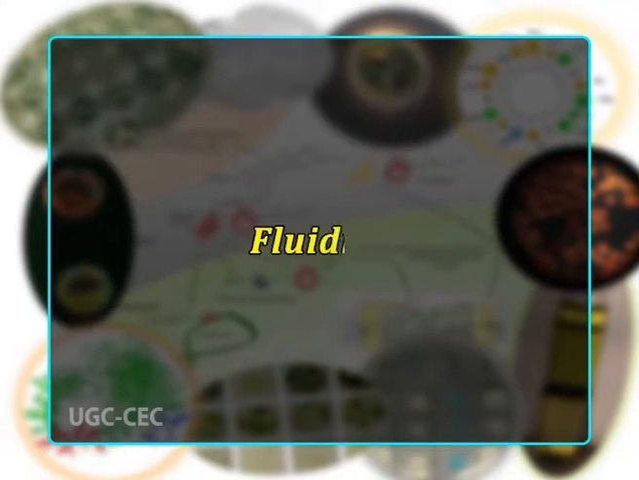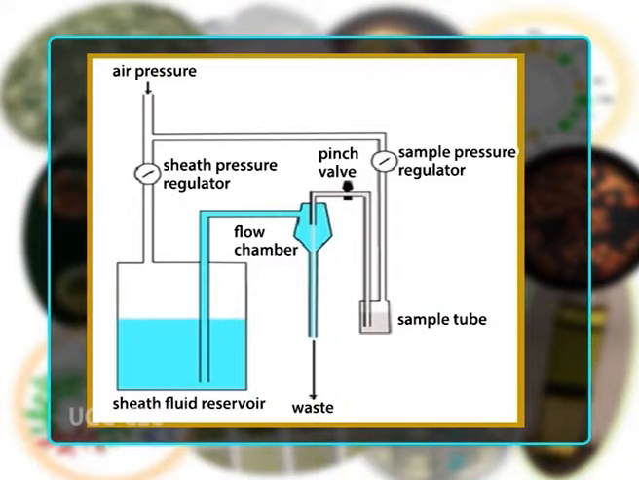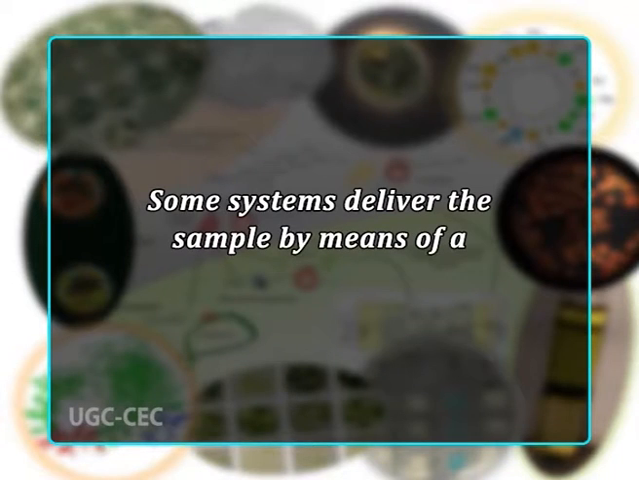The next component of flow cytometry is fluidics. Typically, the sheath fluid is driven through the flow chamber by air pressure supplied by a compressor. The same pressure is used to force the sample into the sheath. Some systems deliver the sample by means of a syringe pump.